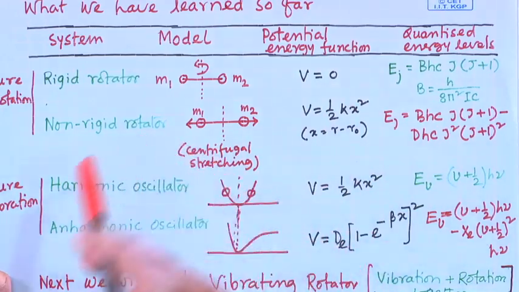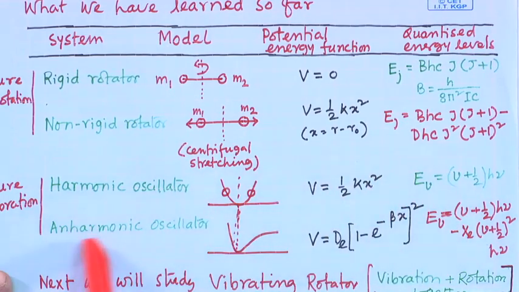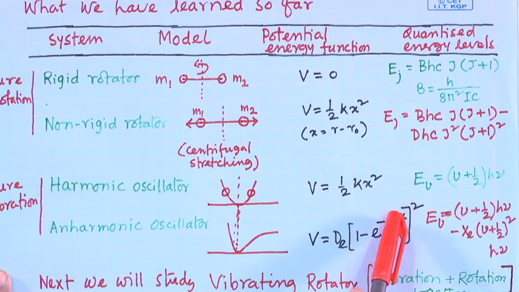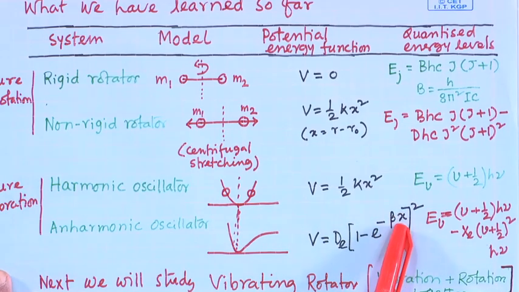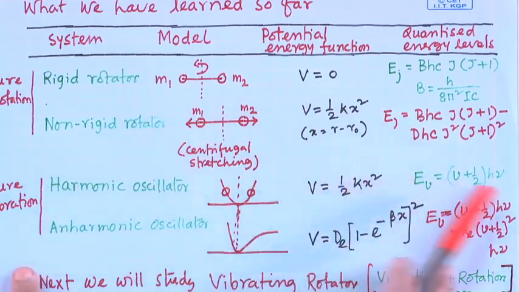Similarly, for pure vibration, we just discussed the harmonic oscillator, this is the energy, and then the anharmonic oscillator. Here the asymmetry is there, and the potential energy is the Morse function, D (1 minus e to the minus beta x) whole square, where x is r minus r 0. In that case the energy is this minus this correction term, due to this asymmetry, that we have seen.